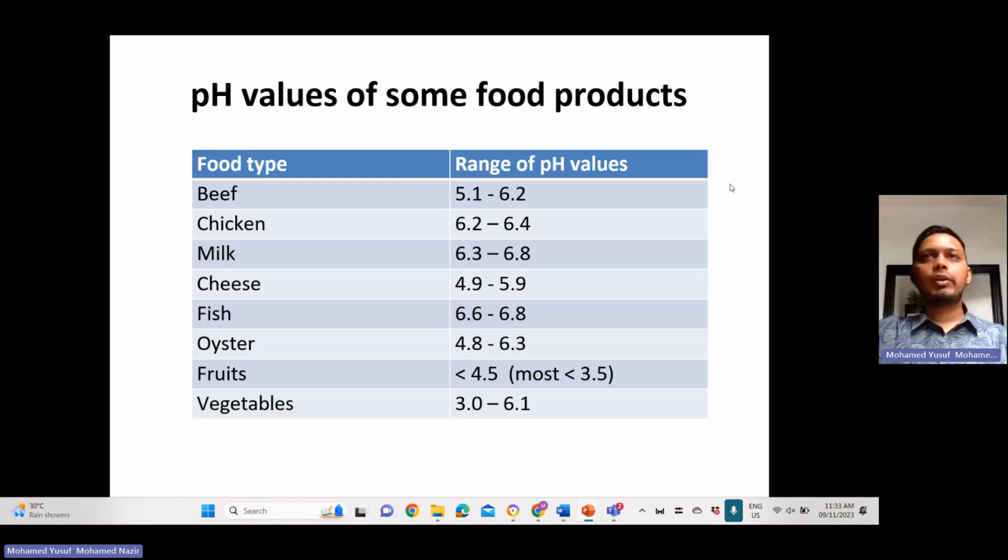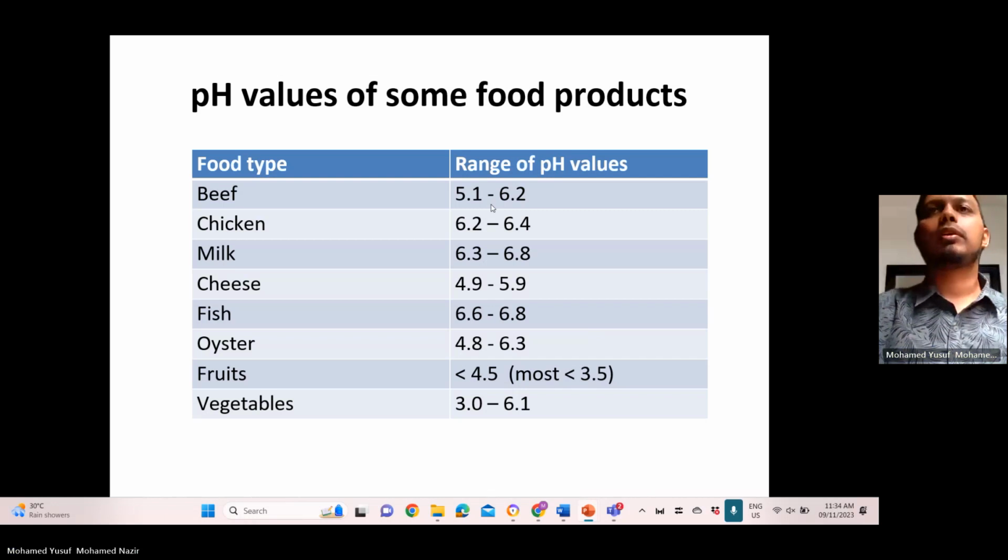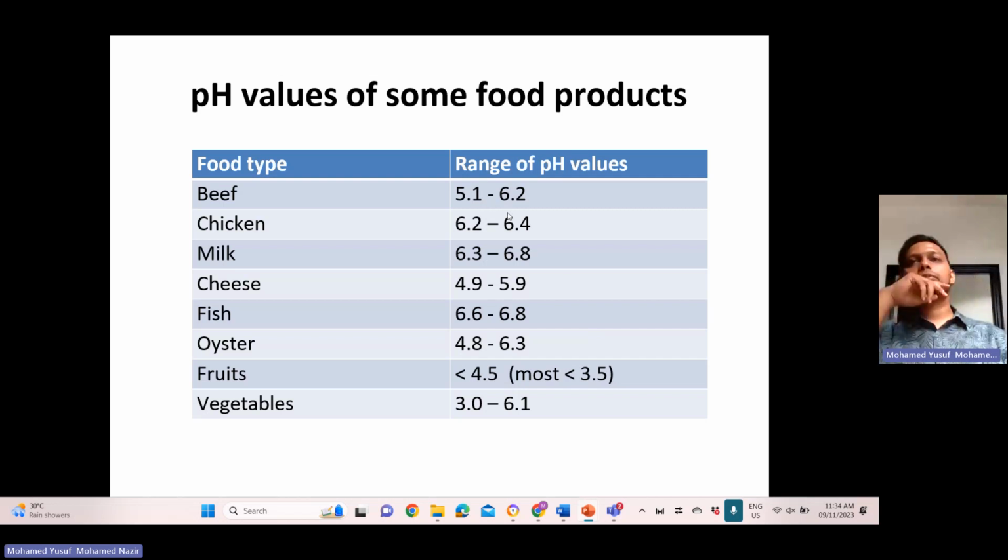So these are the pH values of some food products. If you see, most of them are within the pH that is optimal for the growth of the microbe. That's why most foods can easily be contaminated by bacteria or microbes.